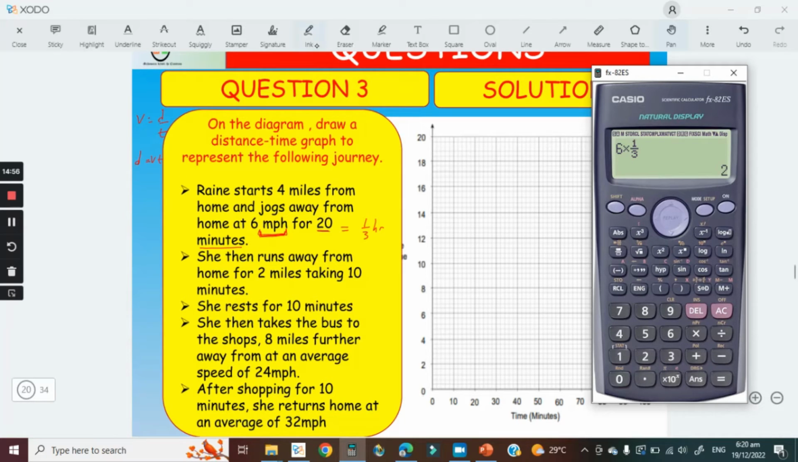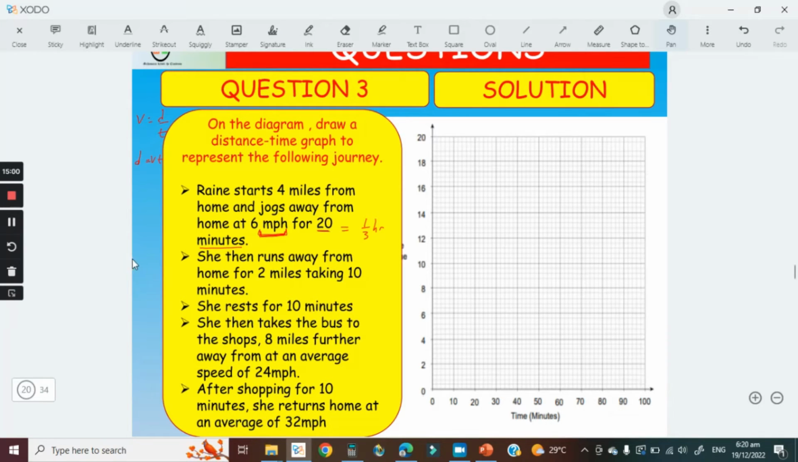In other words, they're telling you that I'm going to draw the information. So she started 4 miles away from home. This is at 4 right here. Started 4 miles away from home and jogs at 6 miles per hour for 20 minutes. Up to 20 minutes, she's going to end up reaching 6 miles away from home. After 20 minutes, she's what? 6 miles away from home.